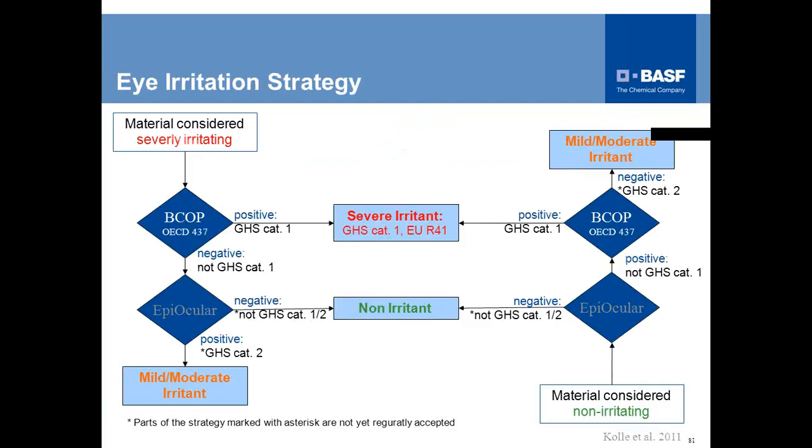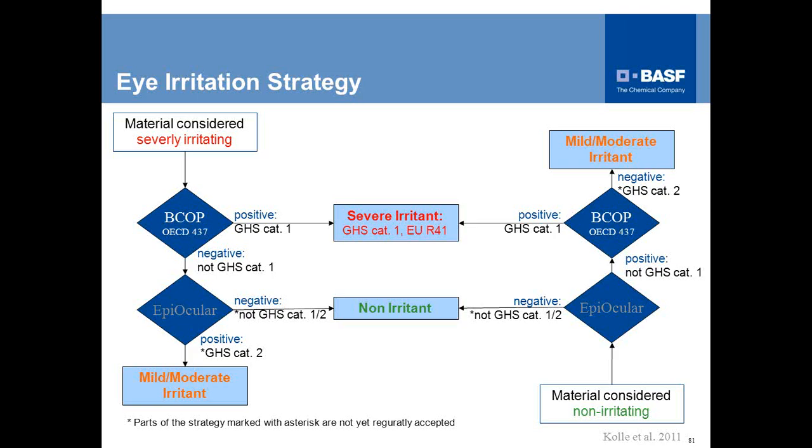And I think we're now coming to my last slide, which summarizes how we use the BCOP. We have a two-step strategy. As we've learned today, the BCOP alone is currently not regulatorily accepted, not even in Europe, to assess eye irritation as a standalone assay. So we use the BCOP to test for severe eye irritants. If we have a positive result in the BCOP, we end up in GHS category 1. If the BCOP, on the other hand, is negative, further testing is needed.